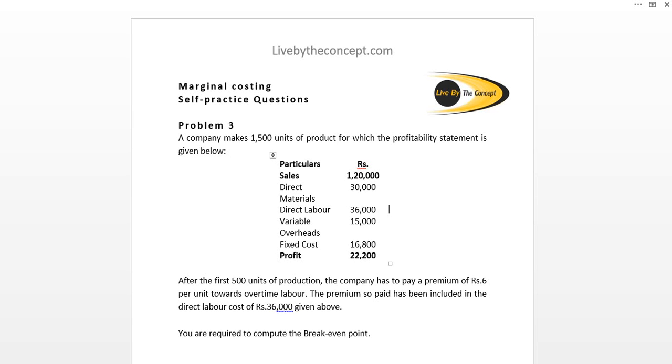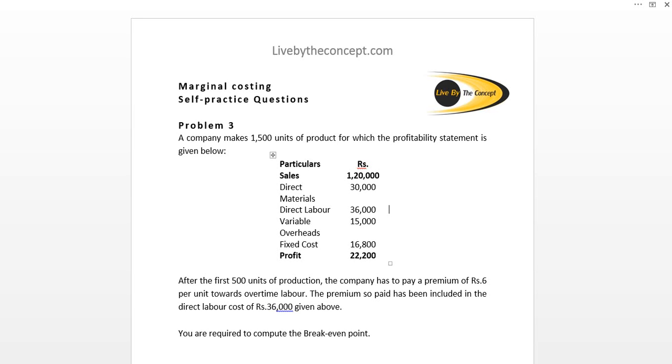Now in the question, fixed cost is directly provided to us, that is 16,800. Whereas in order to calculate the contribution per unit, we require selling price per unit minus variable cost. Selling price per unit is really simple to calculate, that is 1,20,000 units divided by 1500 units. Whereas for the variable, we have three types of variable cost, that is the direct material, direct labor and variable overhead. Direct material and variable overhead are really simple for us to calculate. The only area of concern is the direct labor cost, that is rupees 36,000.